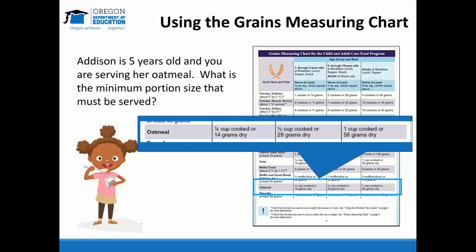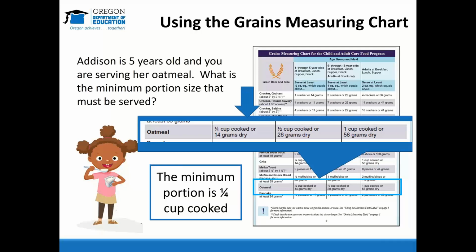There we go. Looking at the chart, the second column from the left lists the minimum serving sizes for ages 1 to 5. So Addison's 5 years old, so she would fall into this category. And for this age group, you can see on there that the minimum serving size for oatmeal is 1/4 cup cooked or 14 grams dry. So that would be your answer. You would serve her at least 1/4 cup of cooked oatmeal. Pretty easy, right? No calculations, just the answer right there on the handout for you.